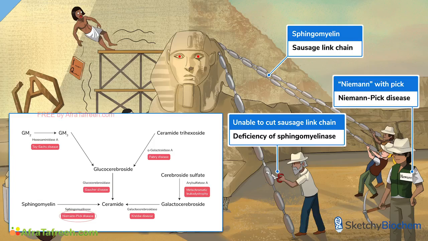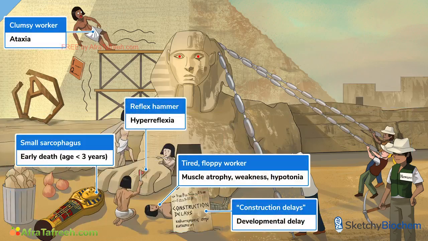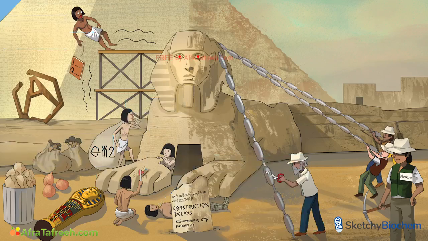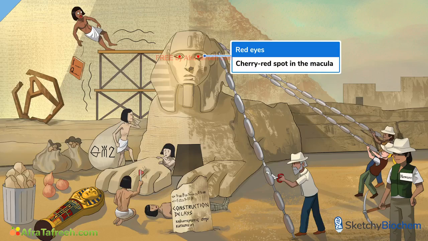There are several forms, but we'll be covering type A, which shares many of the clinical features of Tay-Sachs disease. Affected infants present with rapid, progressive loss of neurological function, characterized by developmental delay, muscle atrophy, weakness, ataxia, and hypotonia, leading to early death by 3 years of age. Like Tay-Sachs, you'll also see a cherry red spot in the macula on fundoscopic exam.